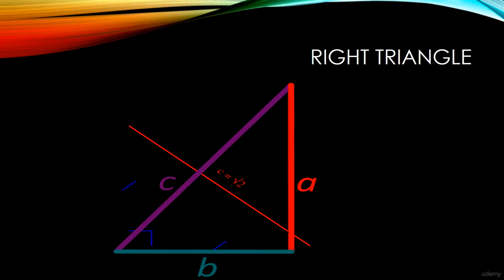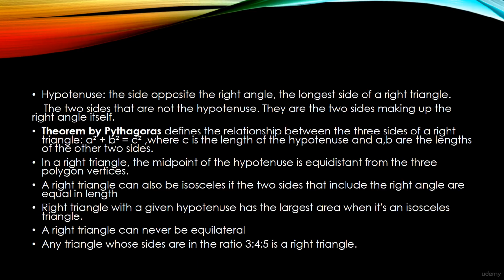Any triangle whose sides are in the ratio 3:4:5 is a right triangle. Such triangles that have their sides in the ratio of whole numbers are called Pythagorean triples. There are an infinite number of them, and this is just the smallest. If you multiply the sides by any number, the result will still be a right triangle whose sides are in the ratio 3:4:5. For example, 6, 8, and 10.